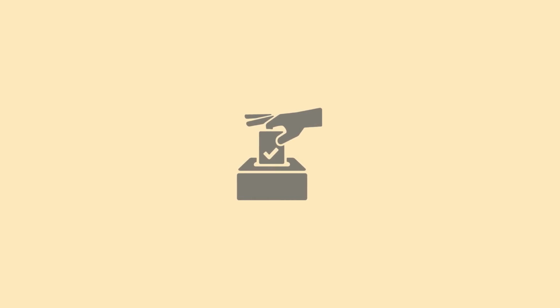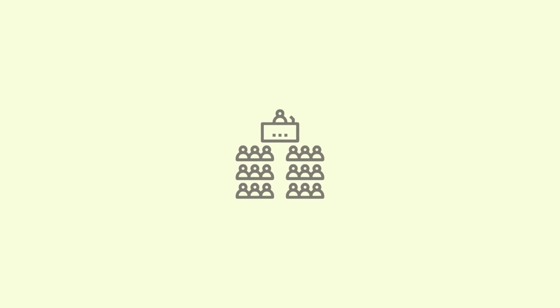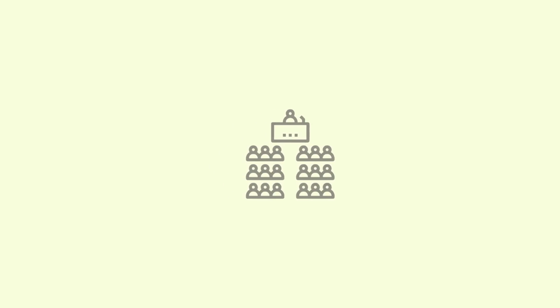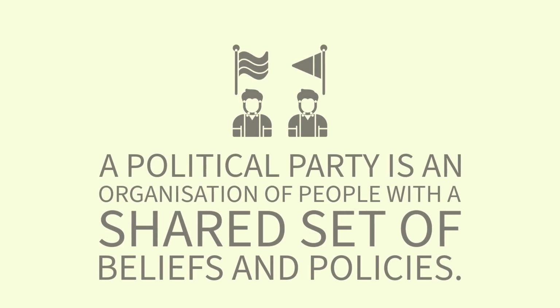So let's say that you're voting in an election to decide who becomes your representative. This person will help decide the laws in your country and represent your interests in the country's parliament or legislature, the main place where laws are made in the country. You've got a couple of options of who to vote for, with each candidate belonging to a larger national political party. A political party is an organisation of people with a shared set of beliefs and policies that tries to get as many of its members elected as possible in order to enact these policies.